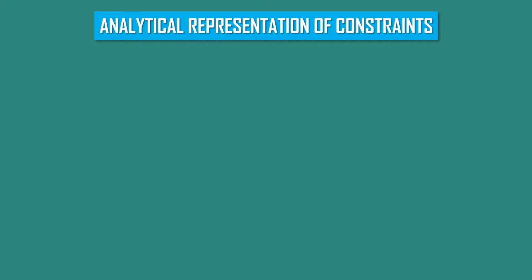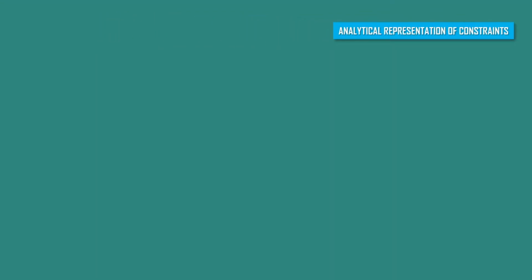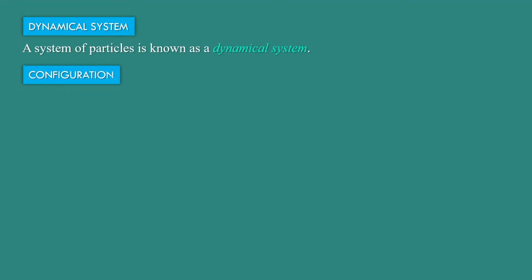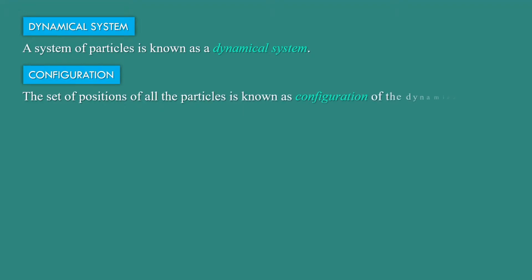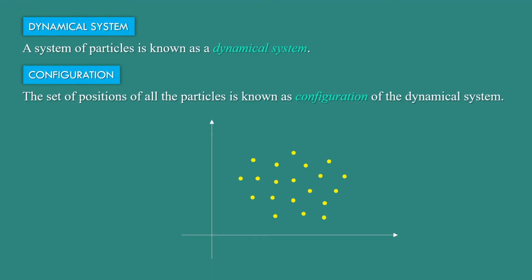Analytical representation of constraints. Let us first discuss some basic definitions. At first, dynamical system. A system of particles is known as a dynamical system. Next, configuration. The set of positions of all the particles is known as the configuration of the dynamical system. If we take some particles in a two-dimensional coordinate axis, then the set of positions of all those points gives the configuration of the system.